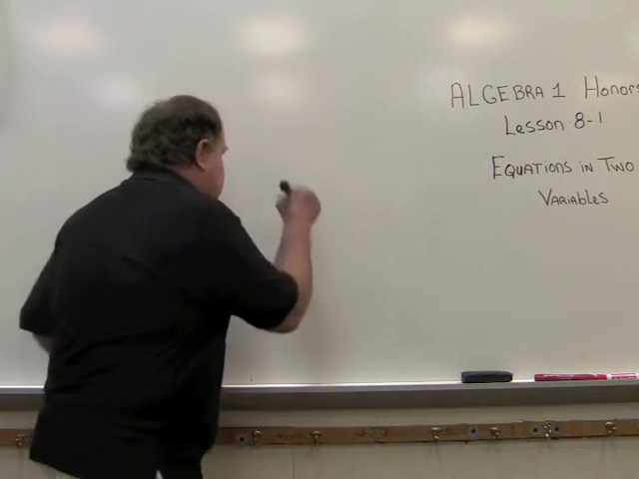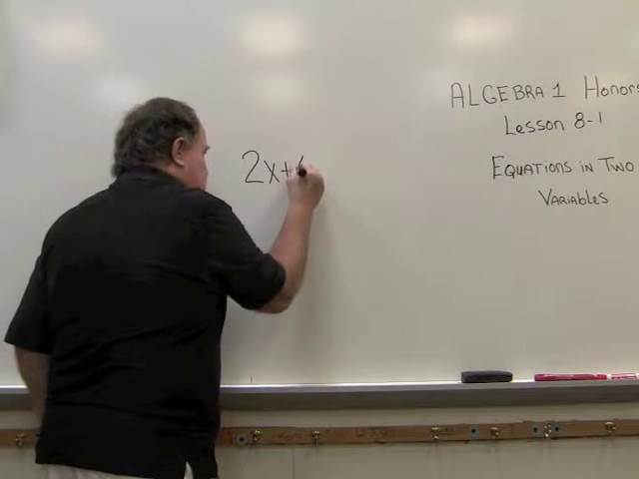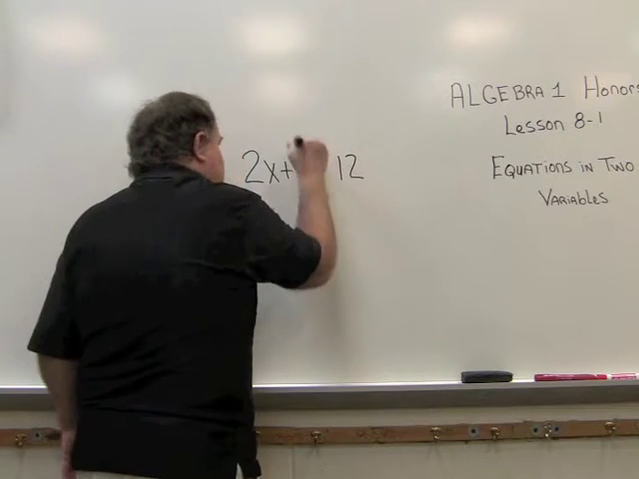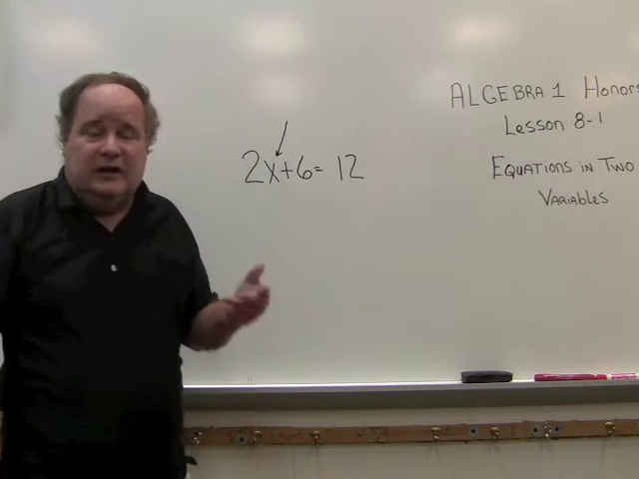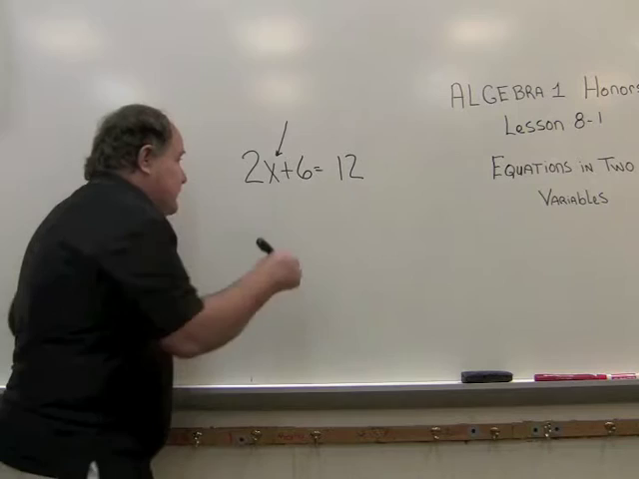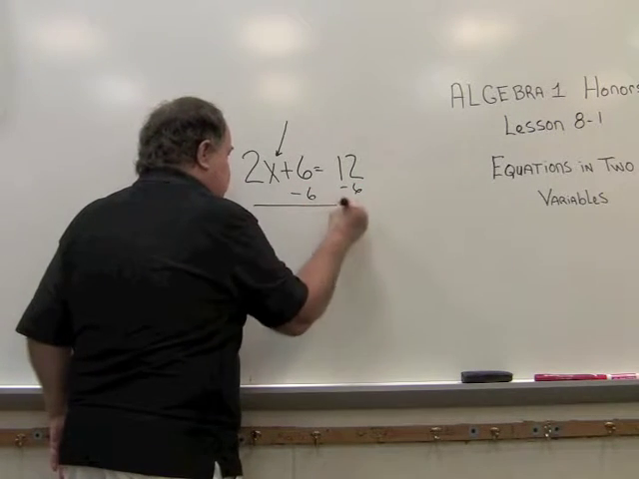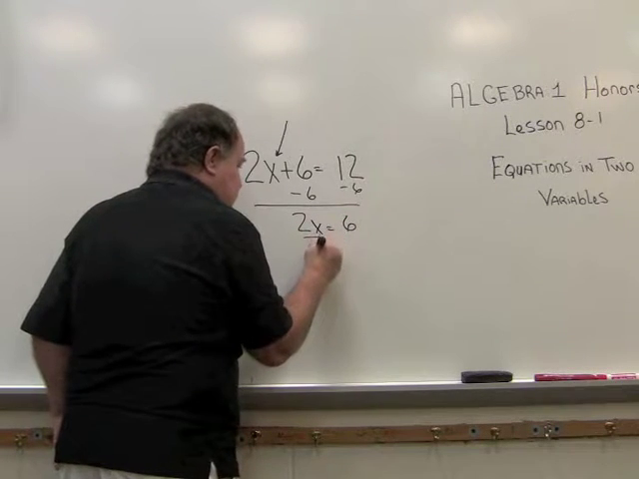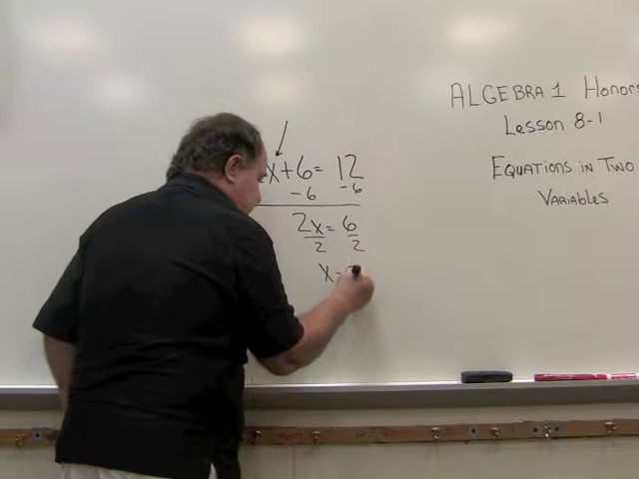All right, if I had 2x plus 6 equals 12, you can see that I have one variable here, which is my x, and we're going to solve for x. We're very familiar with this type of problem. In this case, I subtract 6 from this side, subtract 6 from this side, and I end up with 2x equals 6. I divide by 2, and I get one answer, x equals 3.